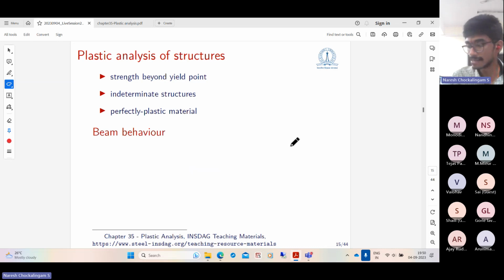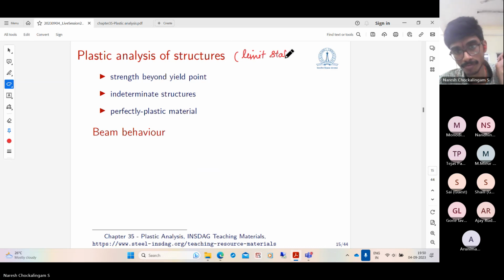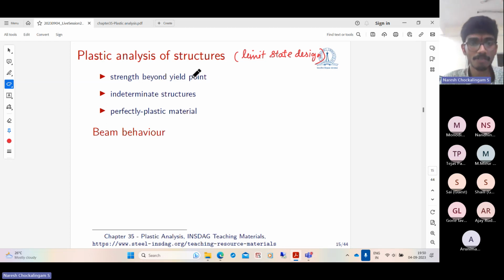So as I said, the next part for today is plastic analysis of structures. Why do we need it? The typical analysis you do in structural analysis is linear elastic analysis. So in your courses on structural analysis and also for GATE, usually you do a linear elastic analysis. Why do we need plastic analysis? Because we do a limit state design, where we can make use of the strength beyond the yield point in the ultimate limit state of collapse.